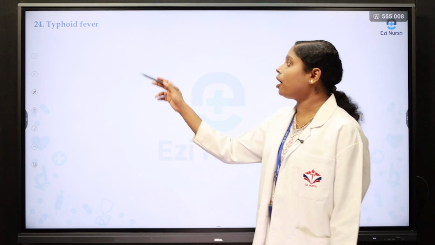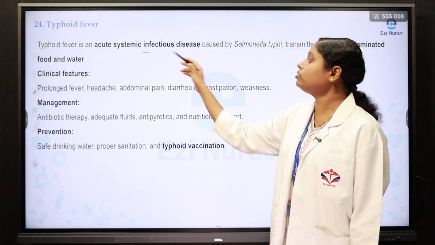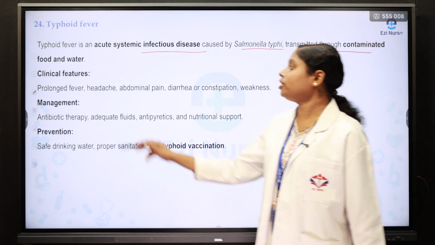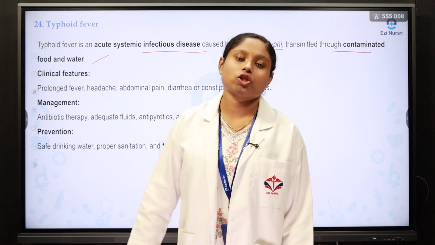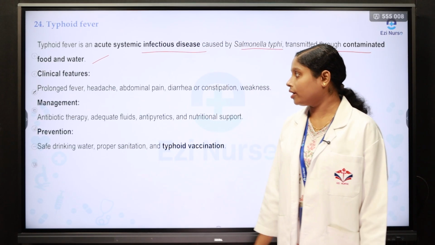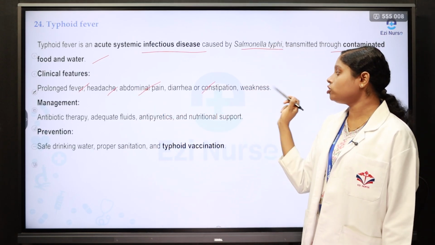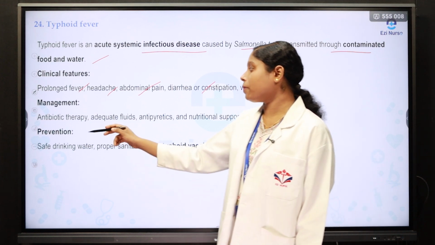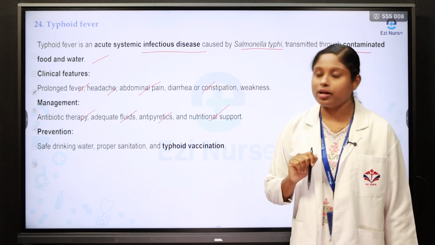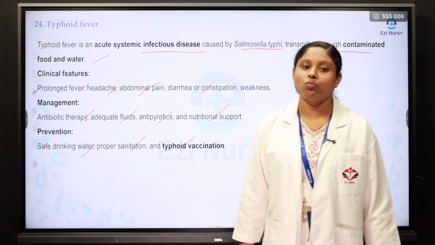So the next question is typhoid fever. What is typhoid fever? It's an acute systemic infectious disease caused by Salmonella typhi, transmitted through contaminated food and water. What are the clinical features? Prolonged fever, headache, abdominal pain, diarrhea or constipation and weakness. Management: antibiotic therapy, adequate fluids, antipyretics and nutritional support. Prevention: safe drinking water, proper sanitation and typhoid vaccination.